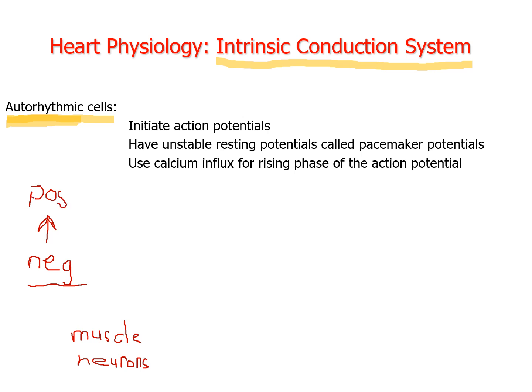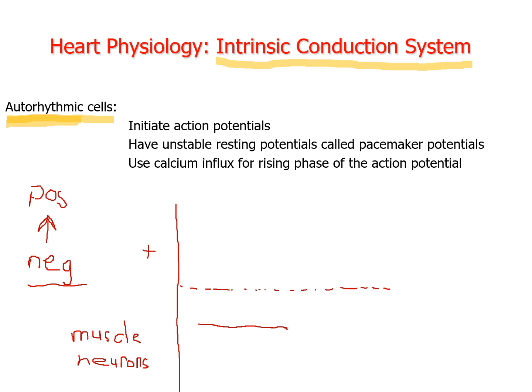But for every tissue other than these autorhythmic cells, they are stable until they receive a signal. If this is the voltage inside the cell, with this more positive and this more negative, they will stay there at the resting membrane potential until they get a signal. If they do get a signal, they start what's called depolarizing, moving from the more negative towards the more positive.